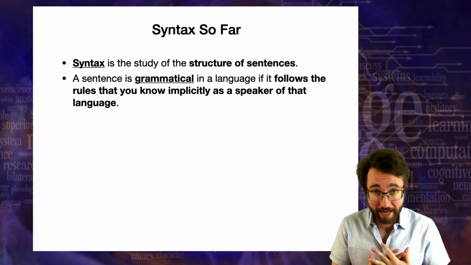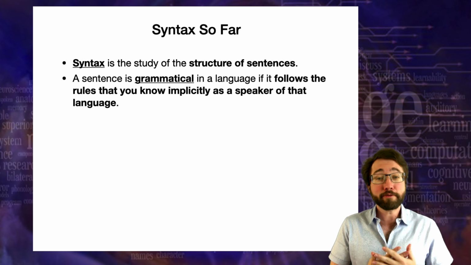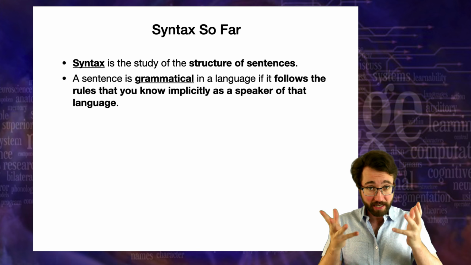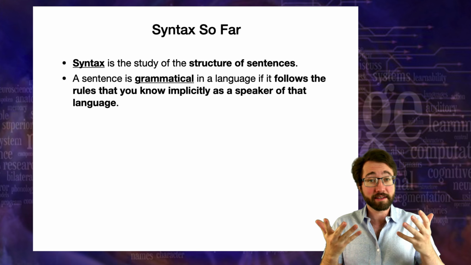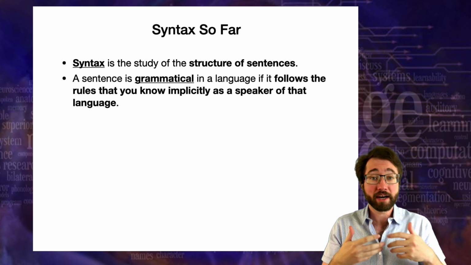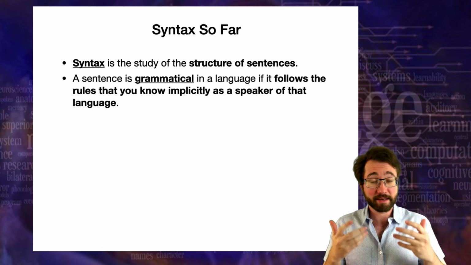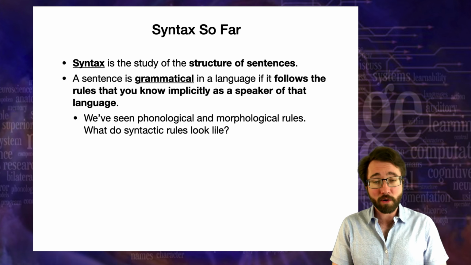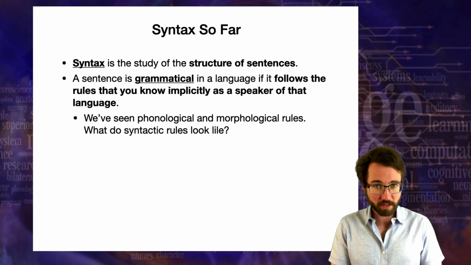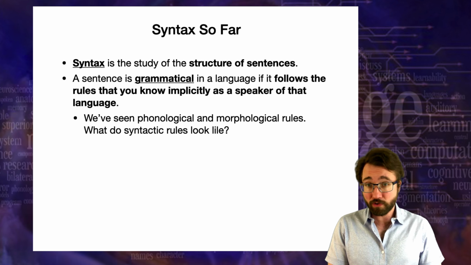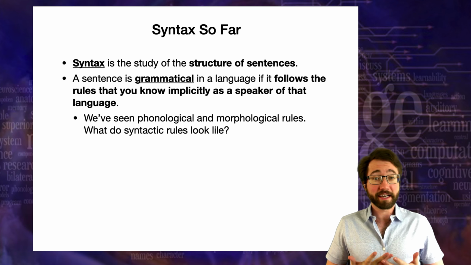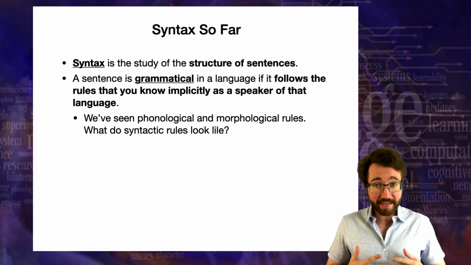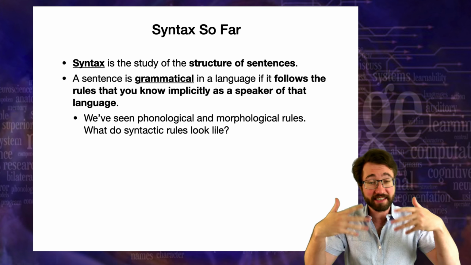A sentence is grammatical in a language if it follows the rules that you implicitly know as a speaker of that language. So if it sounds like something that someone might say, no matter how odd the circumstance, as long as it's something someone would say, it's grammatical in the language. Now, we've seen what phonological rules look like and what morphological rules and processes look like. Today we're going to be thinking about what syntactic rules look like. So the description of the syntax of a language is going to be a list of syntactic rules.